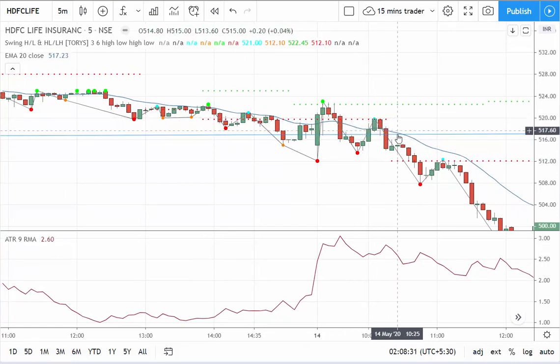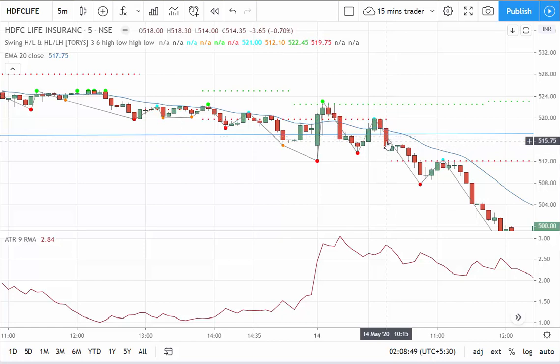So what I did is wait for a bearish pattern on this 20 EMA moving average to happen, and sold it. I sold it closer to 515.